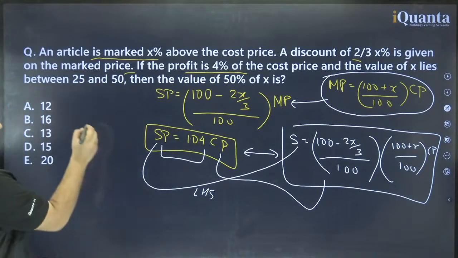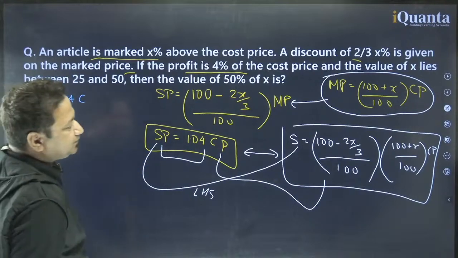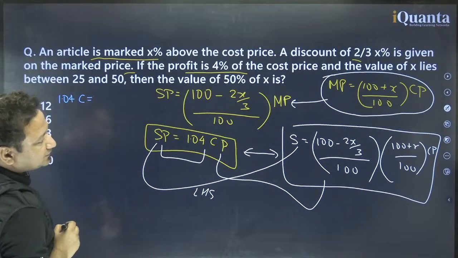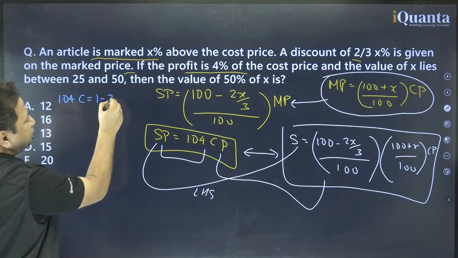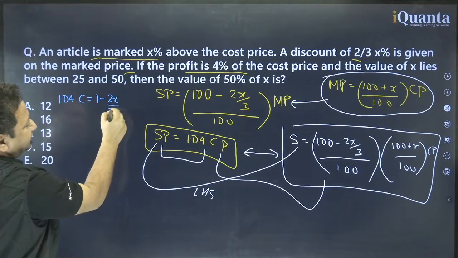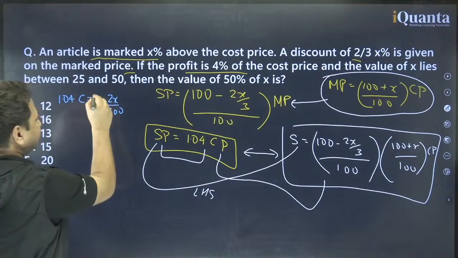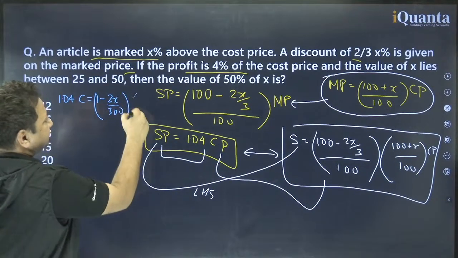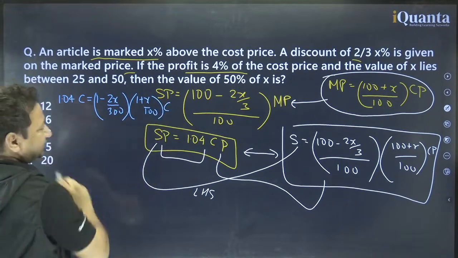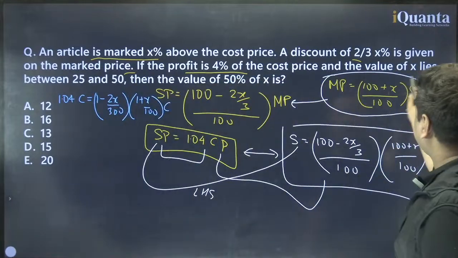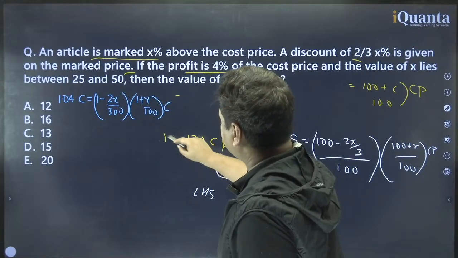So, all I have is 1.04 times C is equal to, I can write that simply as (1 minus 2x by 300), this part, dividing by 100 on both sides, times (1 plus x by 100) whole times C. That is what we have. I'll erase everything else so that you don't get confused. This is what we have. Yes or no? All of you got this?